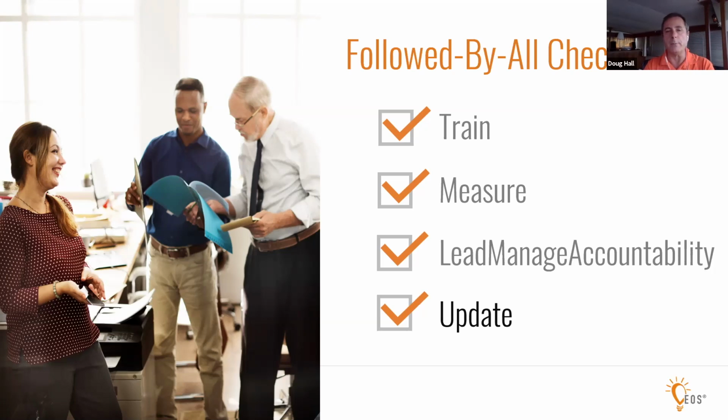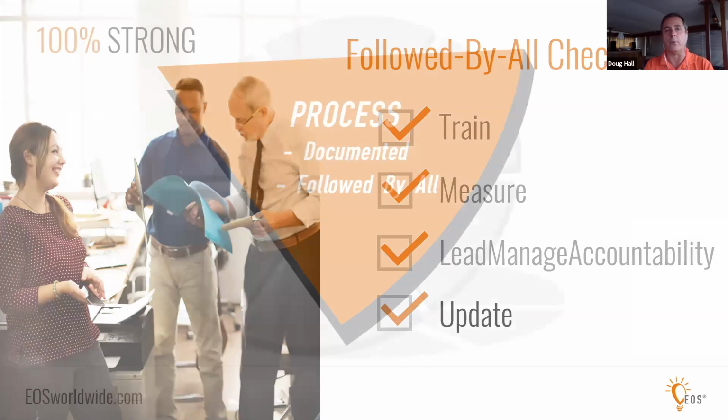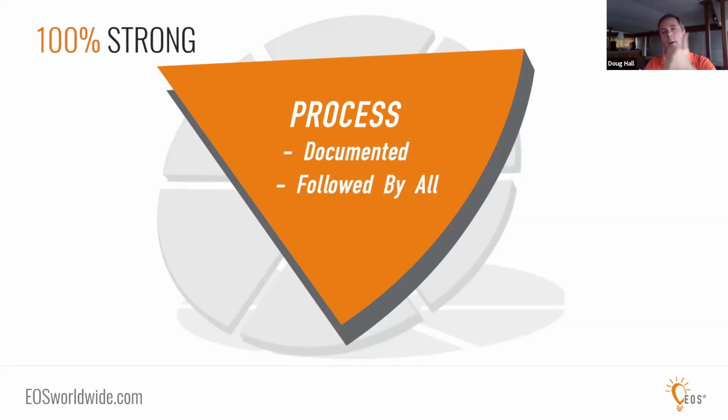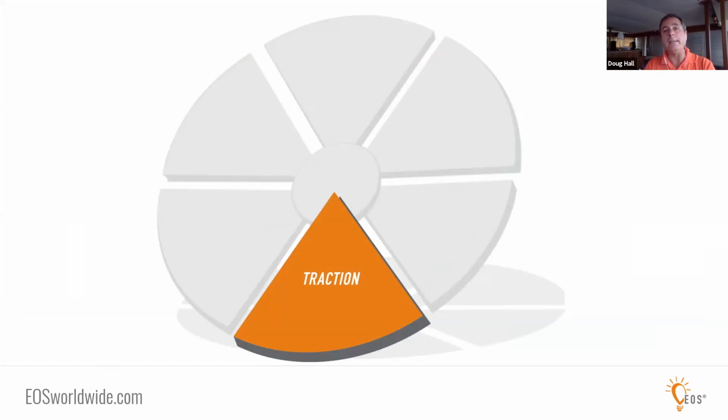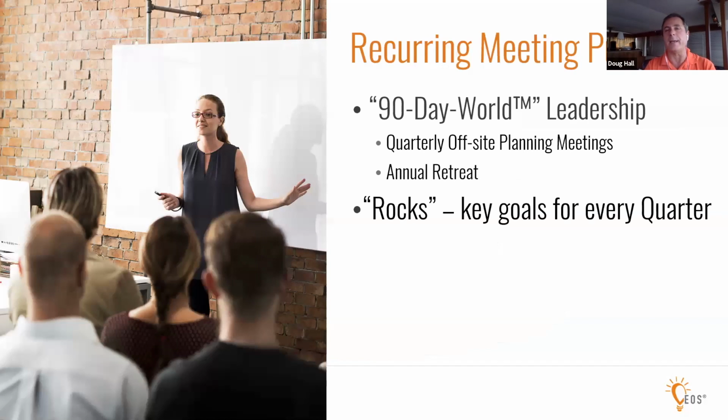Train them, measure them, lead management accountability, and then update the checklist, update the processes. So get them documented, get them followed by all. That leads to traction, which is basically saying, how do we keep all this running? I mean, how does it really work? A recurring meeting schedule is what keeps people going.